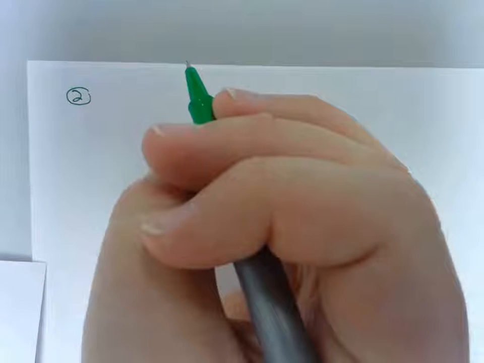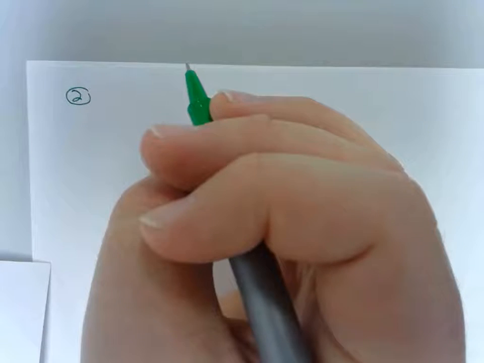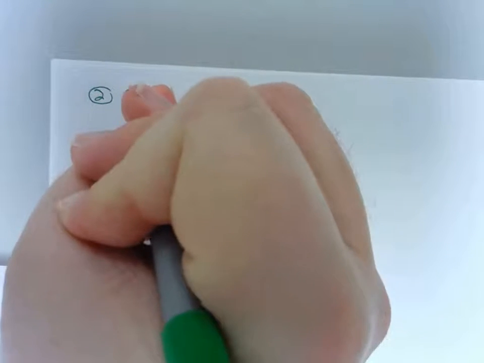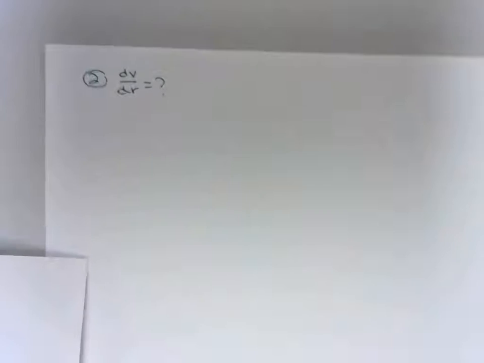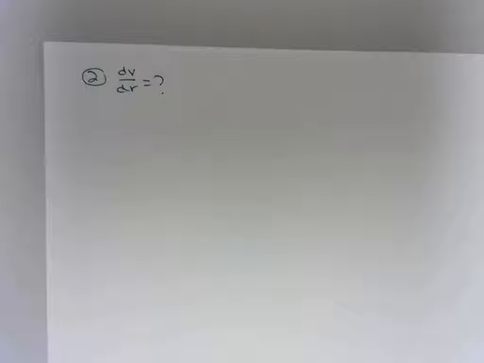So it doesn't say a rate, but anytime something is changing with relation to something else, that is going to be a related rate. Two rates are related. That's how things are changing. So I'm looking for dV over dr. That's what I'm looking for: the rate that the volume is changing compared to the radius.